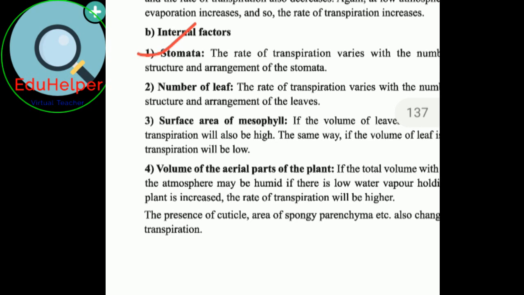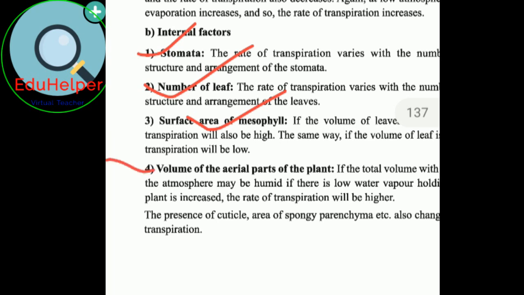The rate of transpiration varies with the number, volume, structure and arrangement of stomata, and the rate of transpiration varies with the number, volume, structure and arrangement of leaves. If the volume of leaves is high, the rate of transpiration will also be high. In the same way, if the volume of leaves is low, the rate of transpiration will be low.